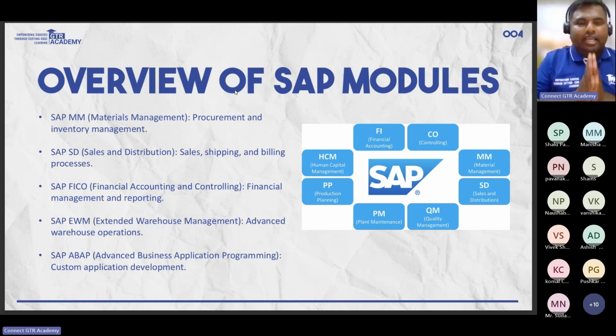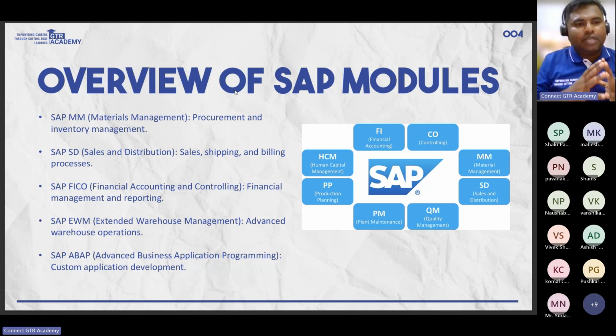SAP is one software, but we have different functional modules and technical modules to manage the activities in a very smooth way. First of all, we have SAP MM, that is Material Management. This handles the procurement activities and the inventory storage. For any product you want to buy, SAP Material Management plays an important role: how to procure it cost-effectively, where to store it, and under which conditions I have to store it.